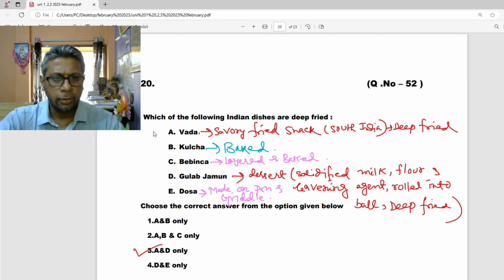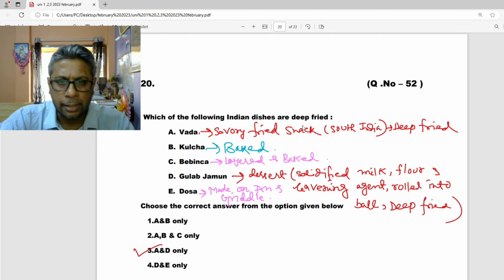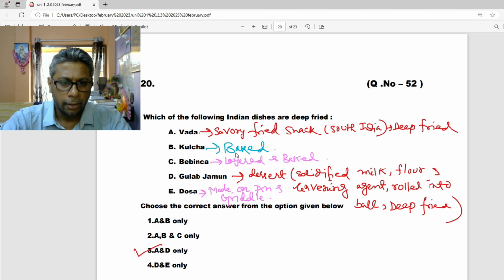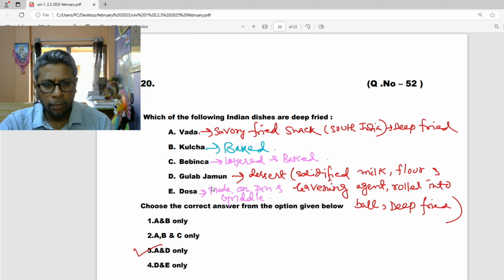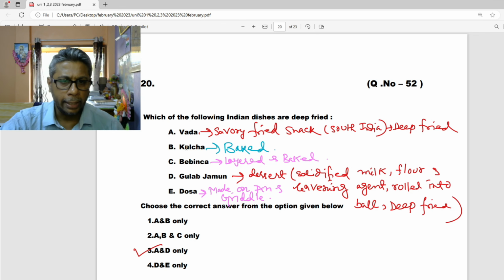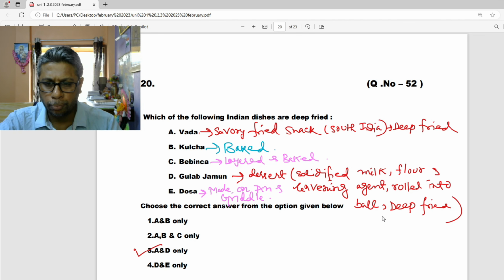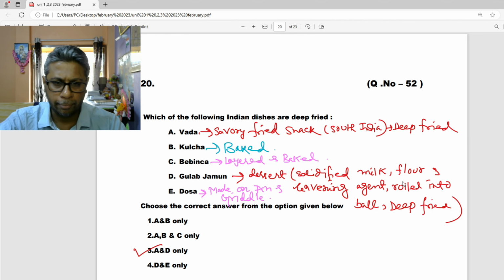Number 1, first: which of the following Indian dishes are deep fried? Vada and gulab jamun. These two, A and D, are deep fried. The vada is a savory fried snack in South India, and gulab jamun is a dessert made of solidified milk, flour and a leavening agent, rolled into balls and deep fried.